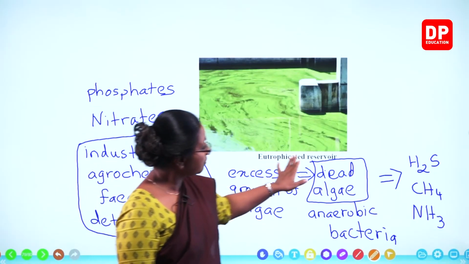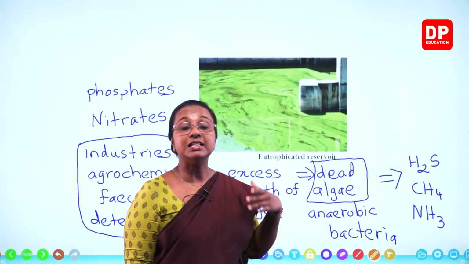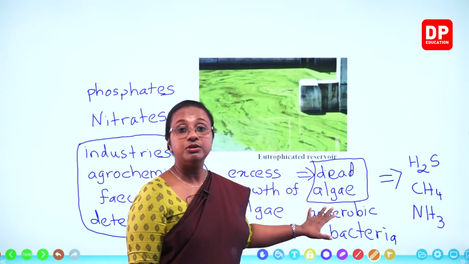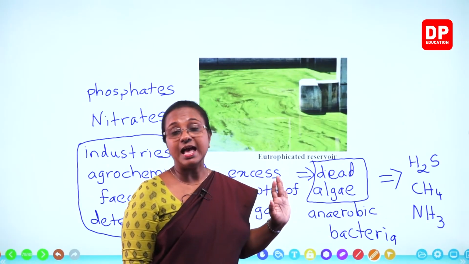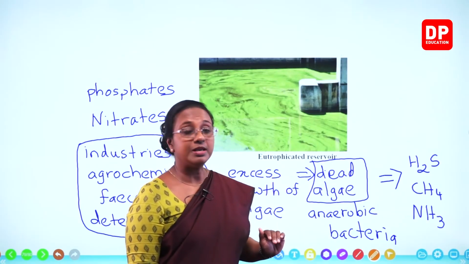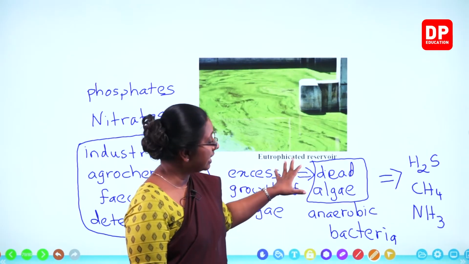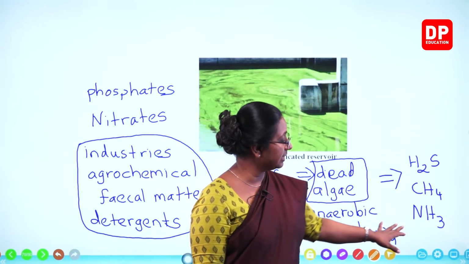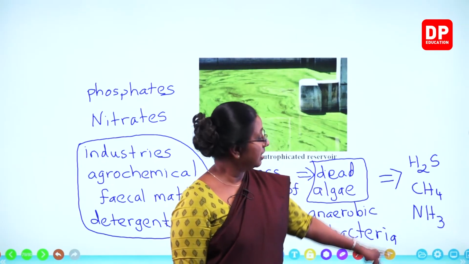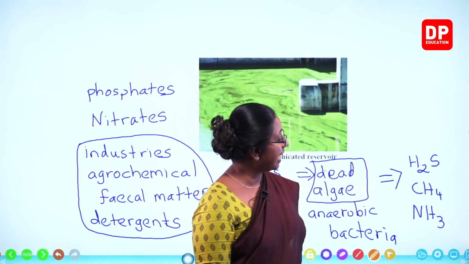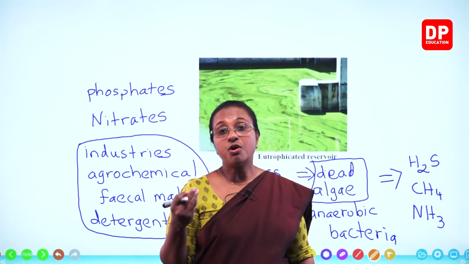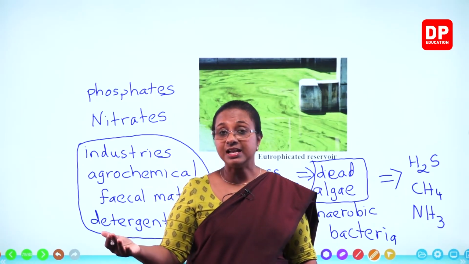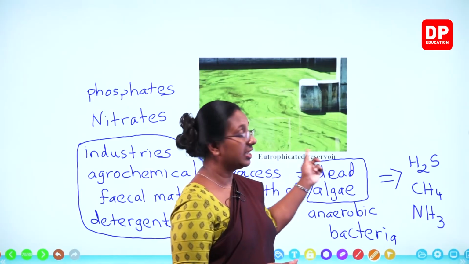Then, because of the overpopulation of the algae, there is too much competition. Because of that, they start to die. And on these dead algae, there are anaerobic bacteria that act on it. And due to that action, hydrogen sulfide, CH4, that is methane, and ammonia are released. Now, these H2S and ammonia have a very strong odor. They have a very bad smell. So, that is why we get that bad odor near eutrophicated reservoirs.